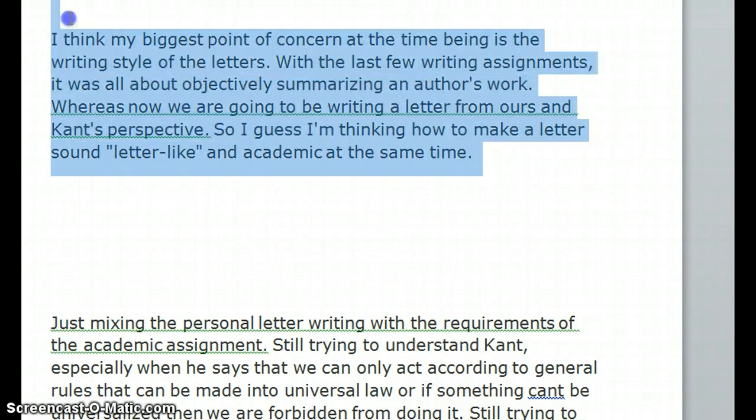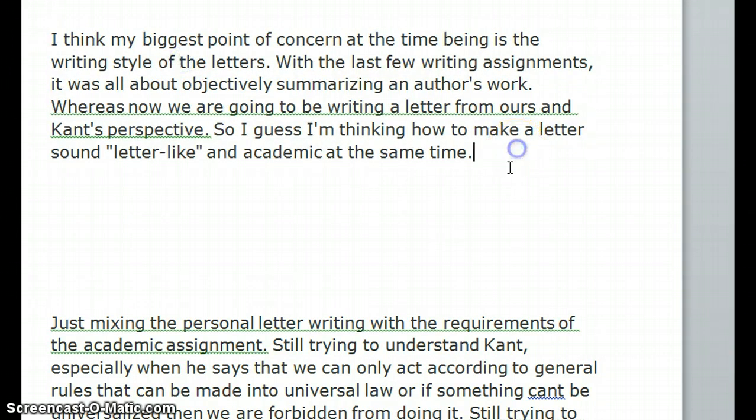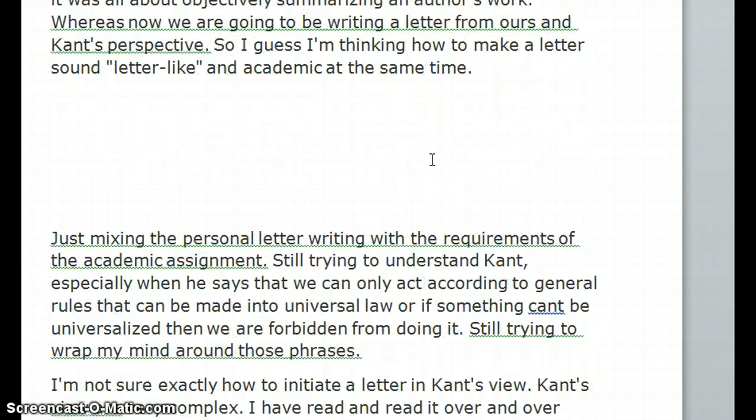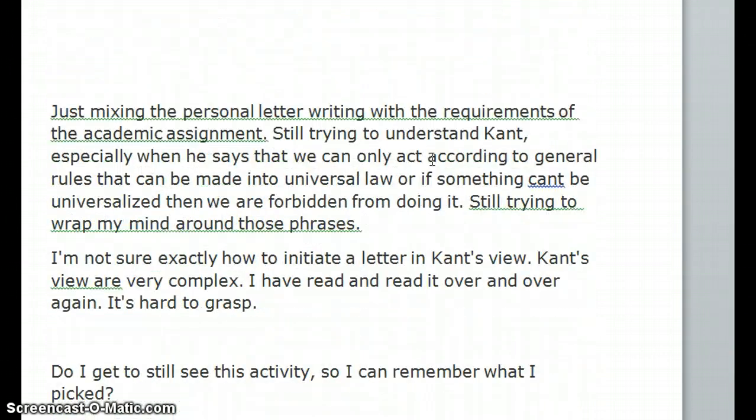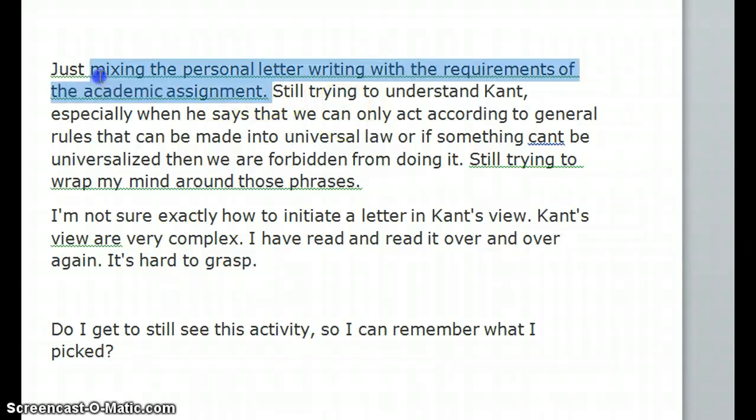If I didn't cover all of the concerns in this comment, whoever wrote it, please feel free to email me and I will address it further. Again, this person's concerned with mixing the personal letter with the academic, and I just want to reiterate that this is an interesting mix of genres, and Eric and I are going to be fair when we're grading it. We don't expect you to nail down these two genres perfectly. It's a hypothetical situation, so we'll be absolutely fair with that.